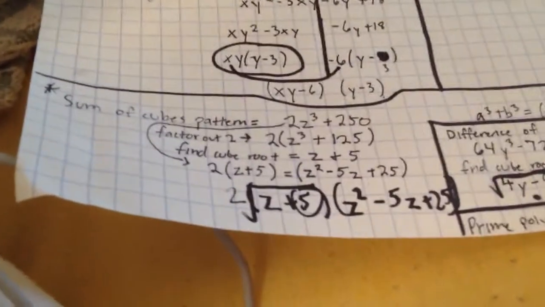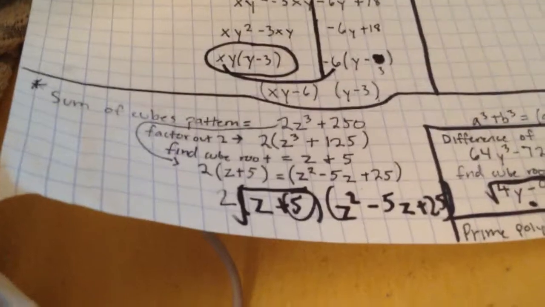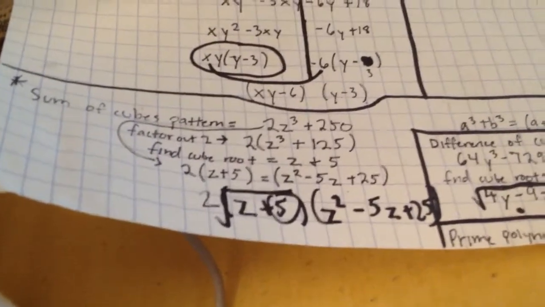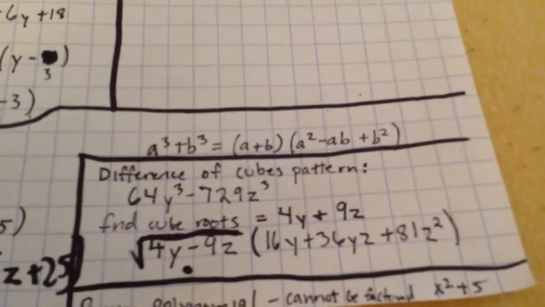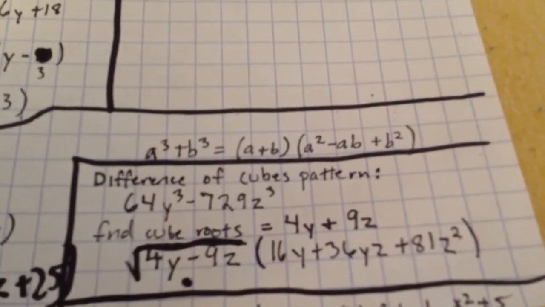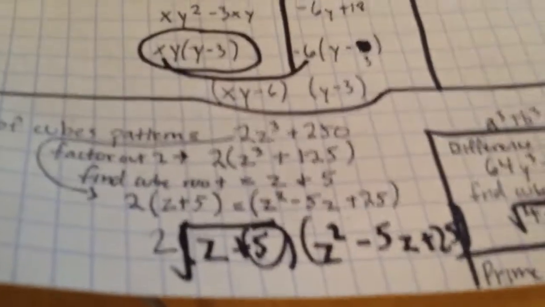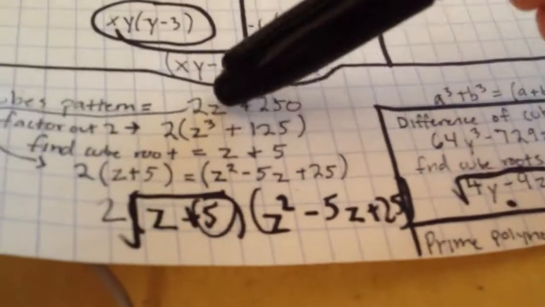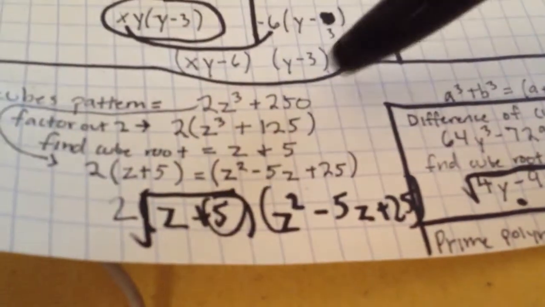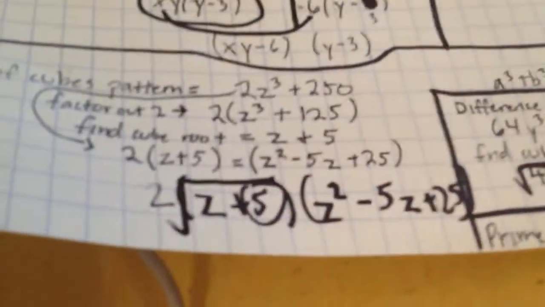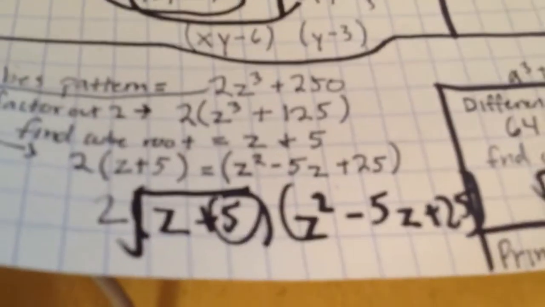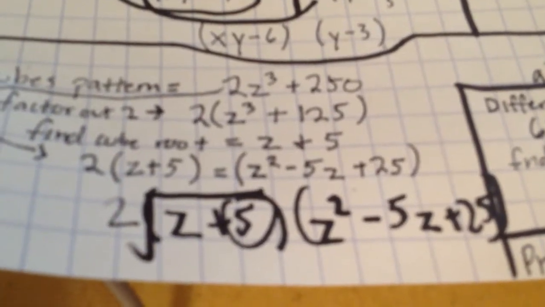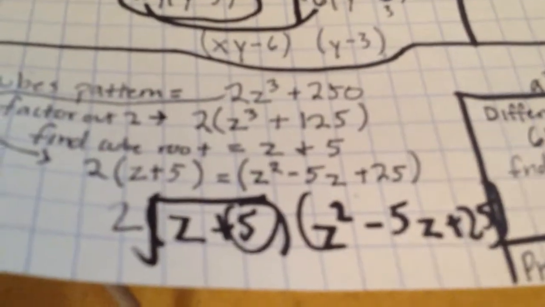The sum of cube patterns is less difficult than it looks. This is an important formula, but if you just remember it the way I tell you, it's a little bit easier than trying to go back and put all the numbers in every single time. But basically you have these first two, 2x cubed plus 250. So, like we do on everything else, if you can, get the GCF. And this one can factor out 2. So you have 2 and z cubed and 125.